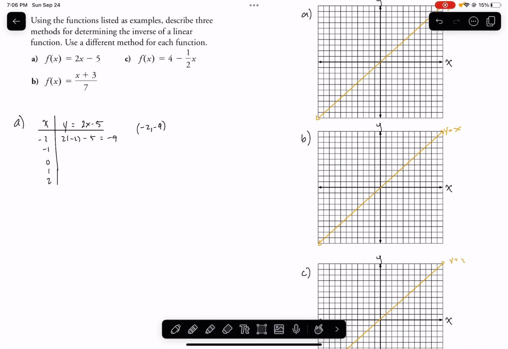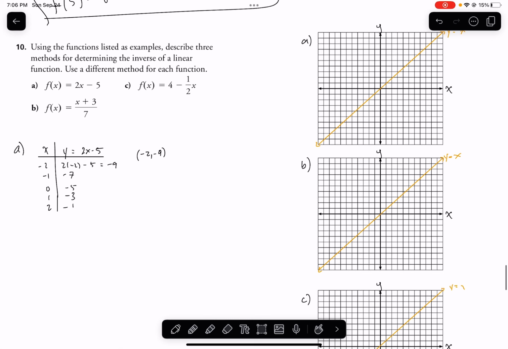Okay, and if I do that all the way down, 2 times -1 is -2 minus 5. That's going to be -7, so that's going to be a point. Then -5, -3, and -1 should be those points. So what I'm going to do is go over to A and plot those points. I'll plot the original graph in black, and then I'll plot the inverse in red, and we should see that the two are always a reflection in that orange line. The reflection is one of the methods that we could do if I graphed it, right? So I'm just going to plot those points for A.